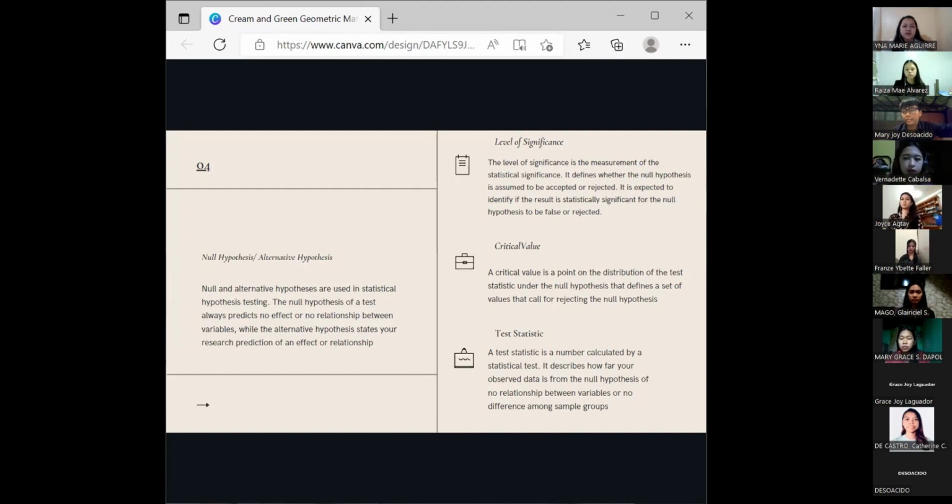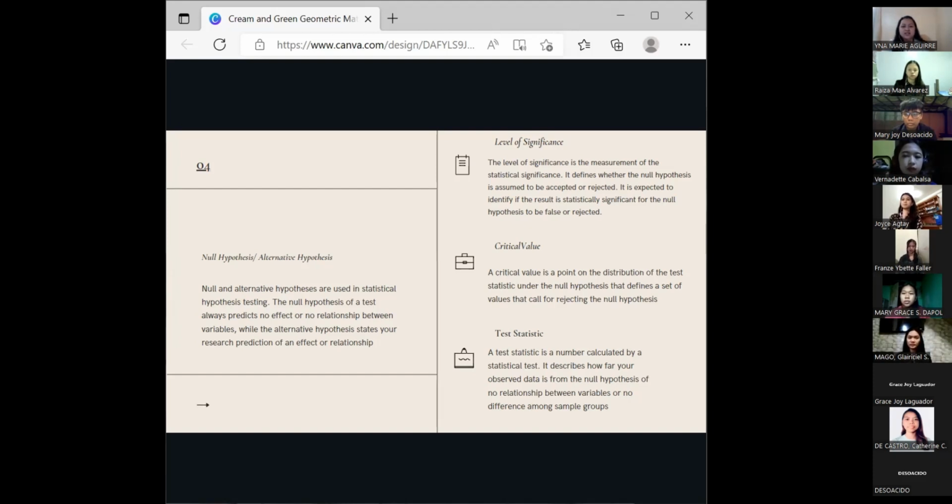Next, critical value. A critical value is a point on the distribution of the test statistics under the null hypothesis that defines a set of values that calls for rejecting the null hypothesis. Dito natin masasabi if we will reject the null hypothesis.